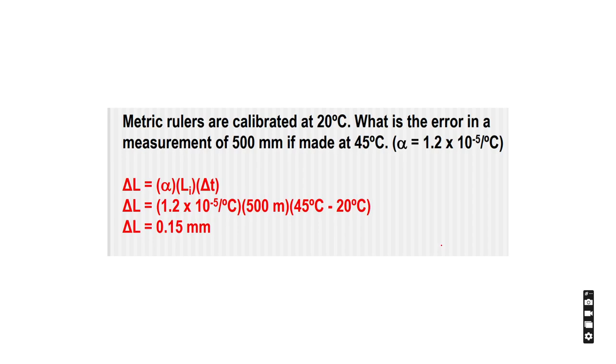Now let us go to the final problem. A metric ruler is calibrated at 20 degrees Celsius. What is the error in the measurement of 500 millimeter if made at 45 degrees Celsius? The alpha value is given. So you have to calculate delta L, the change in length. Alpha is given, Li, the total length, is given as 500 millimeter, and the change in temperature you can calculate from this. So just find out the value of delta L, how much it is changing.